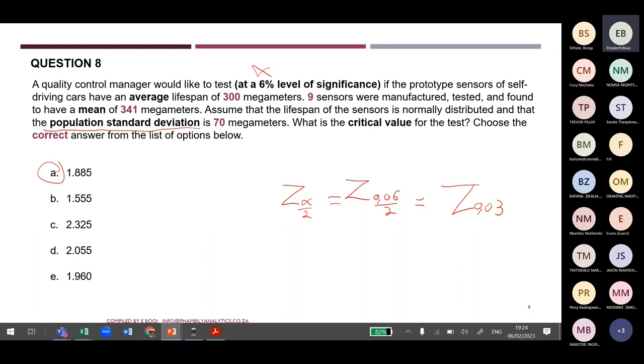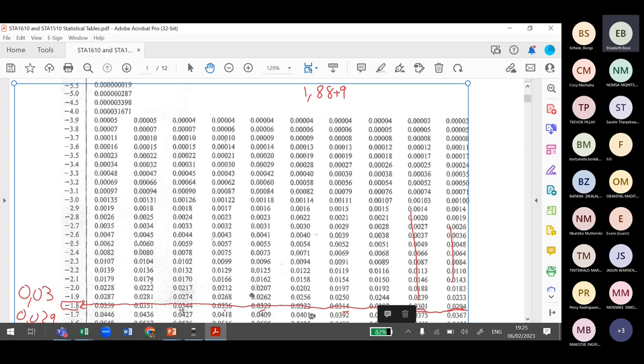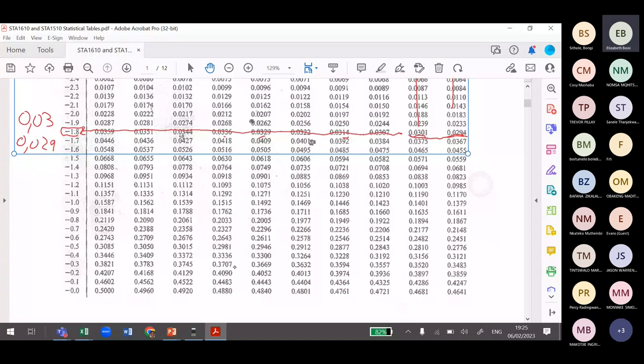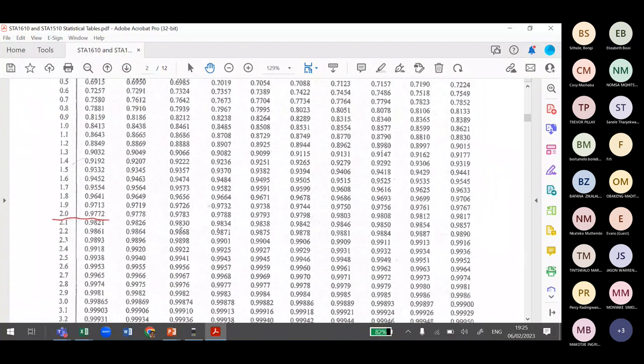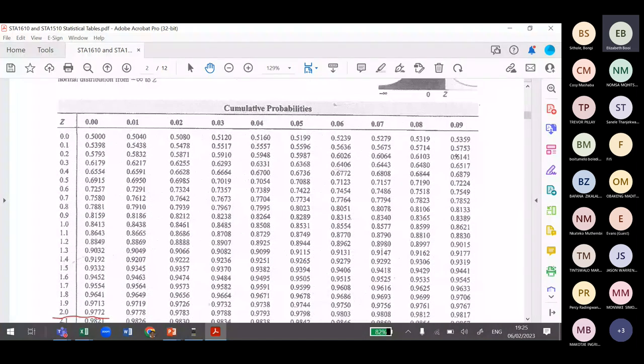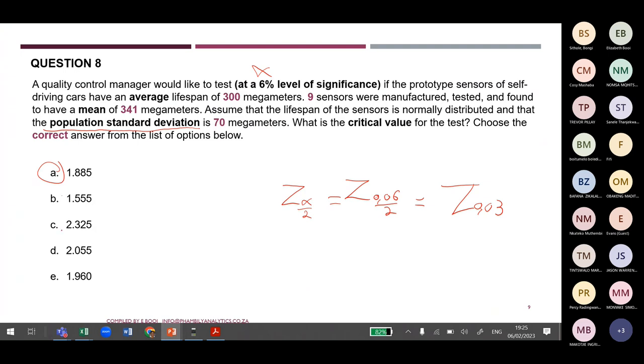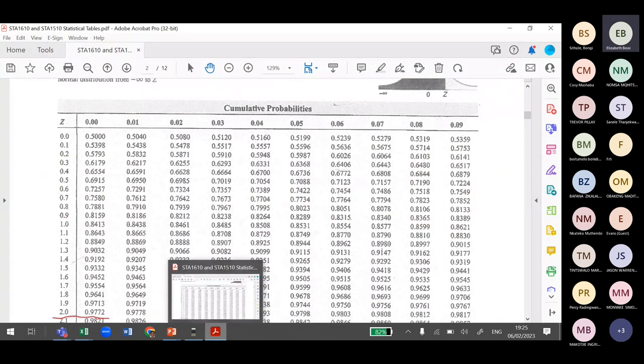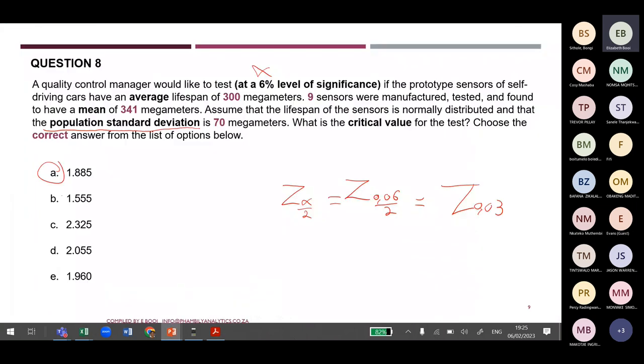If it was Z alpha, we would have gone and looked for 0.06 on here. It would have been on the positive side. 0.06 would have been somewhere around those two values. Okay, so that's how you find the critical value based on the table values.